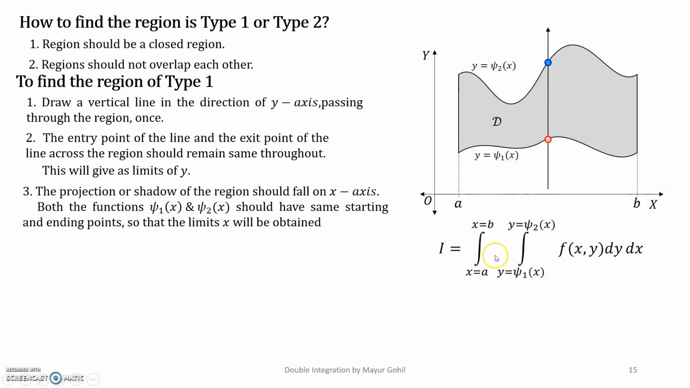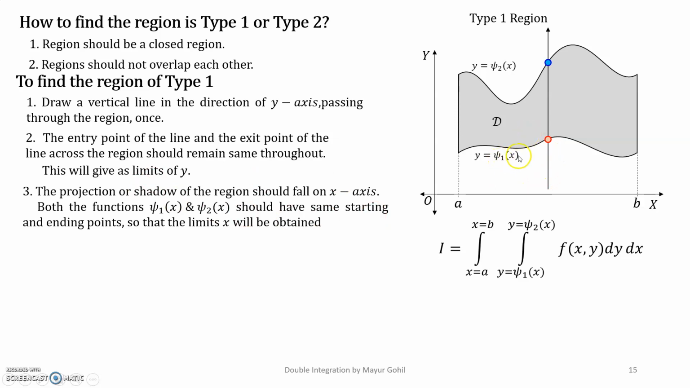Thus the associated integral we are able to write is f of x comma y dy dx, where y goes from psi 1 to psi 2, and x goes from x equals a up to x equals b. So this is a type 1 region.